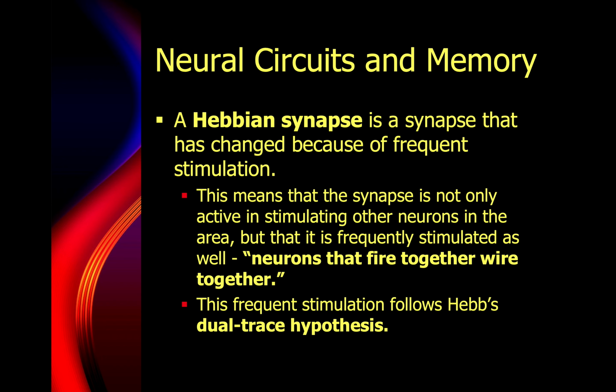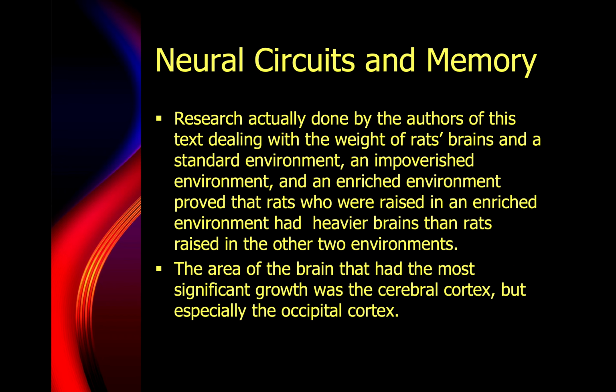The Hebbian synapse is a synapse that has changed because of frequent stimulation. This means that the synapse is not only active in stimulating other neurons in the area, but that it is frequently stimulated as well. Neurons that fire together wire together. This frequent stimulation follows Hebb's dual trace hypothesis.